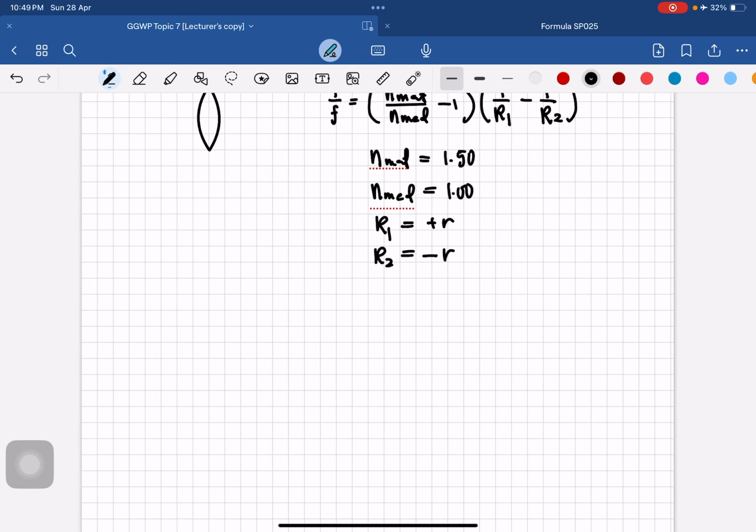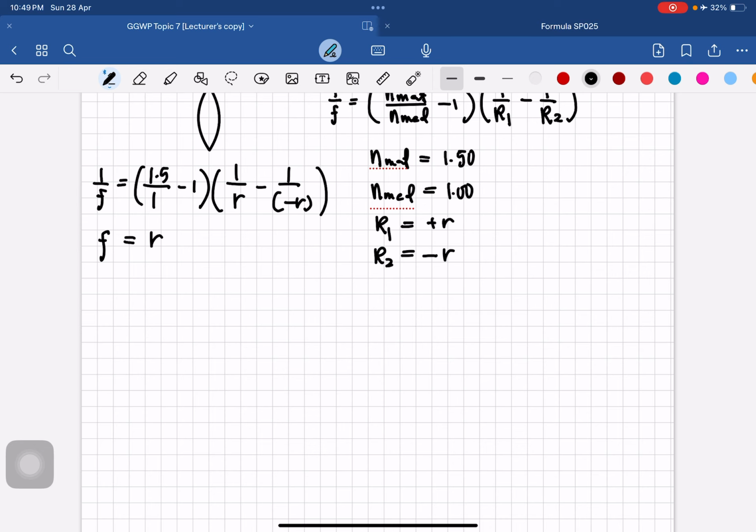So now we just substitute into the equation for 1 over F. We put here the material is 1.5 divided by 1, minus 1, times 1 over R minus 1 over negative R. So this is our substitution. From here, if you calculate this, you will then get F equal to R.